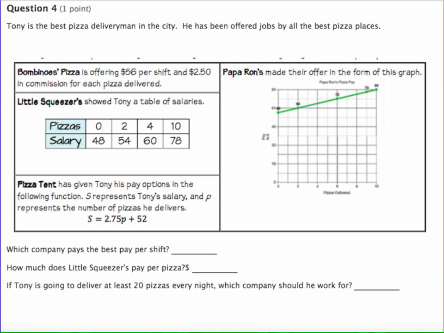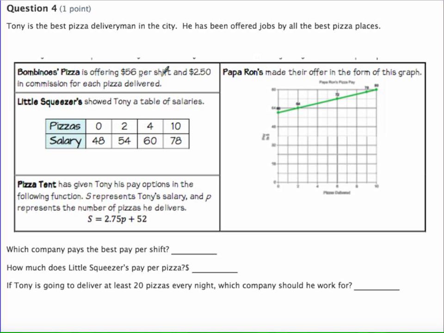All right, last question on homework, or last section. Tony is the best pizza delivery man in the city. He has been offered jobs by all the best pizza places. So he's got Bambino's, Little Squeezers, Pizza Tent, and Papa Ron's. We want to know which company pays the best pay per shift. So we really just want to know the slopes or the rate of change for all 4 companies. Again, then we're going to want to look specifically at Little Squeezers' rate of change, and then we can answer this final question. So let's practice kind of writing equations for each piece.